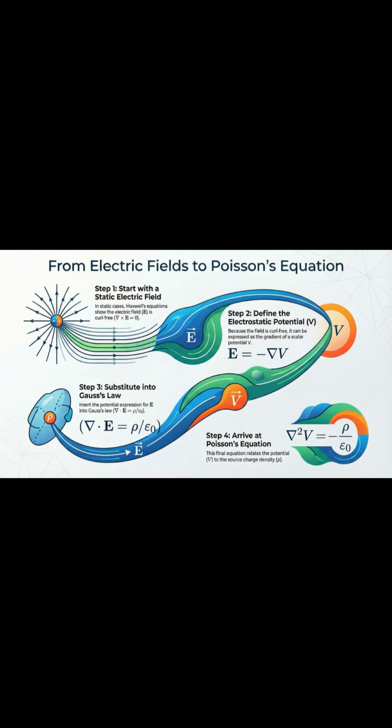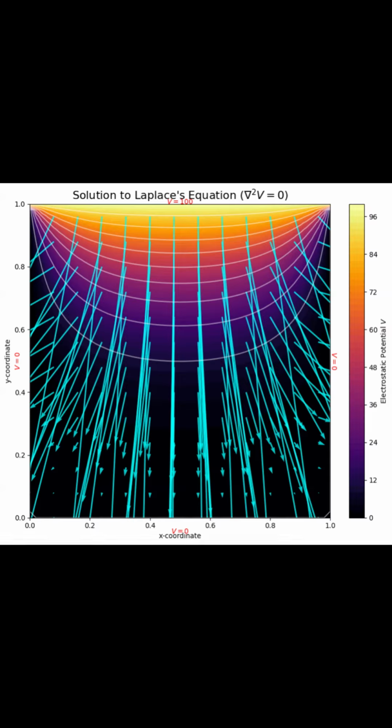So the whole difference just boils down to whether your potential field is defined by internal charge sources, that's Poisson's, or purely by its external boundaries, and that's Laplace's.